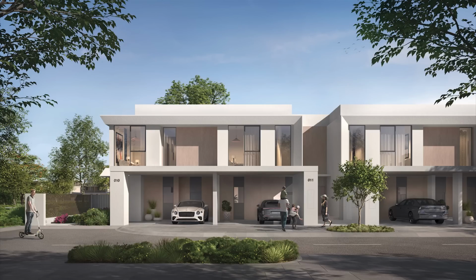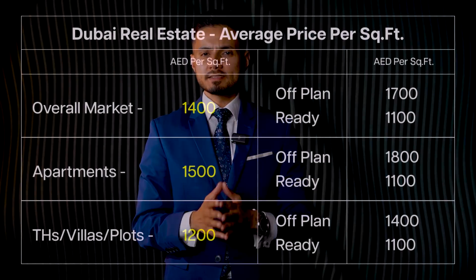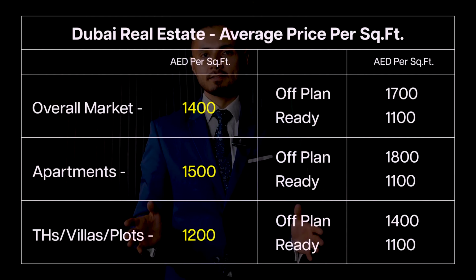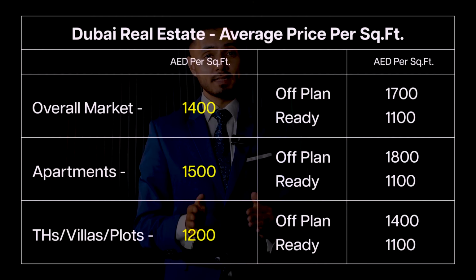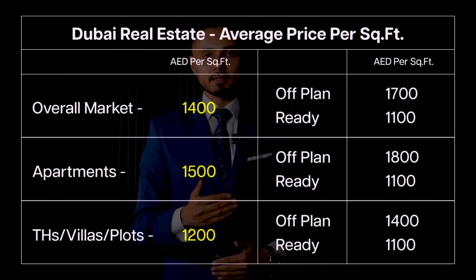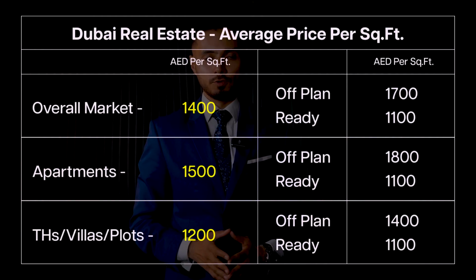Townhouses in Dubai are generally the single-family homes that have shared walls, whereas the villas and mansions are fully independent units. This is where the overall Dubai real estate market stands this year on average. The average price per square foot for apartments in Dubai stands at 1500 dirhams per square foot, and the townhouses and villas in Dubai are at an average of 1200 dirhams per square foot.